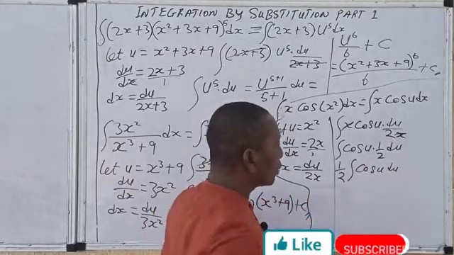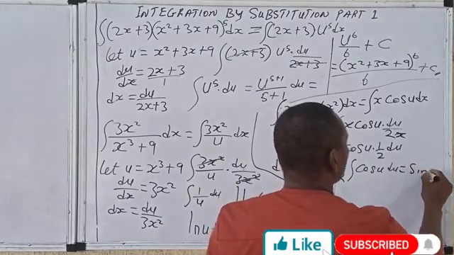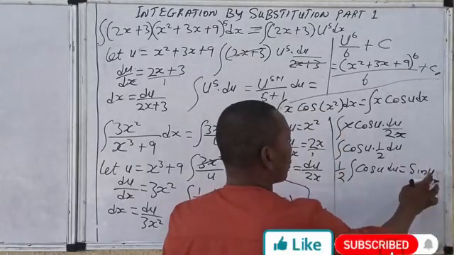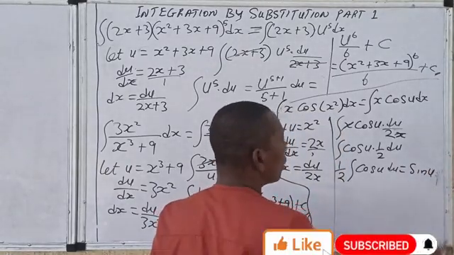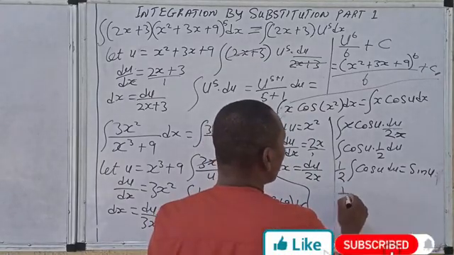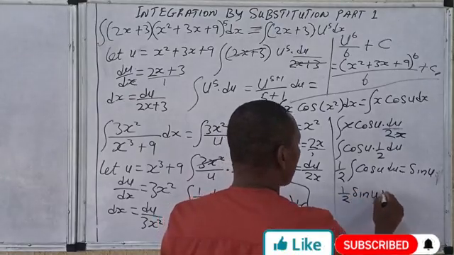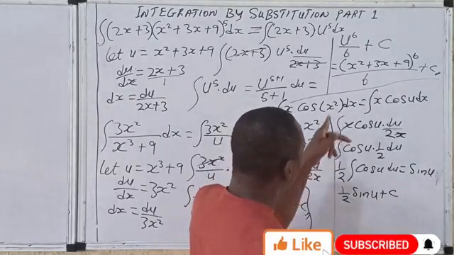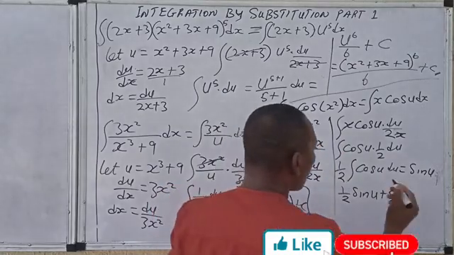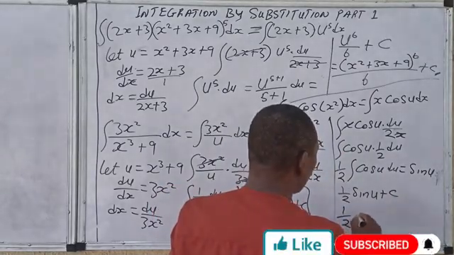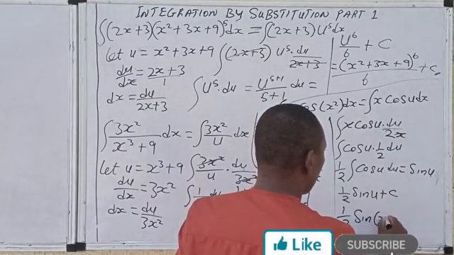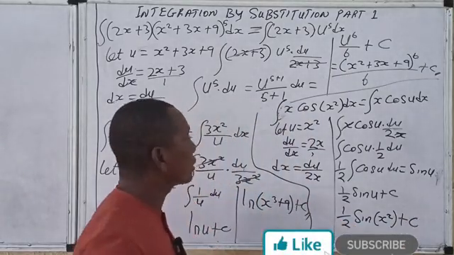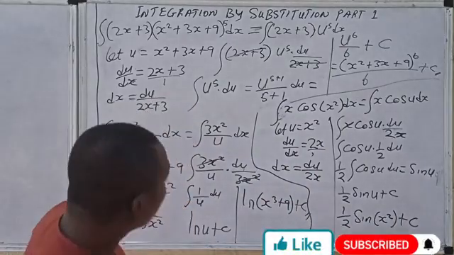If you integrate cos u, what will you get? You automatically get sine u. Once you integrate, the du is out. You now get sine u. So, what is now your answer? The answer is 1 all over 2 sine u + C. What is actually u in this case? u is actually x². So, the answer can be 1 all over 2 sine x² + C. Alright, so it's a very simple concept.